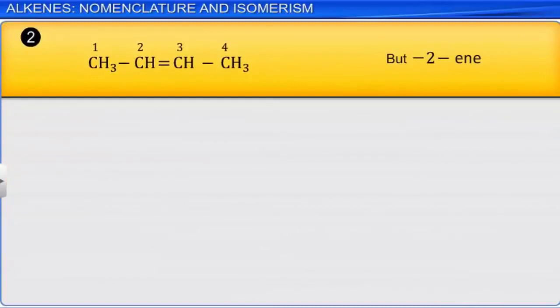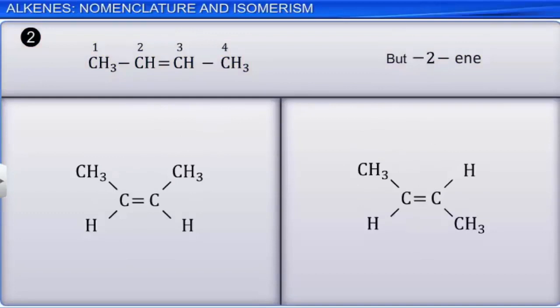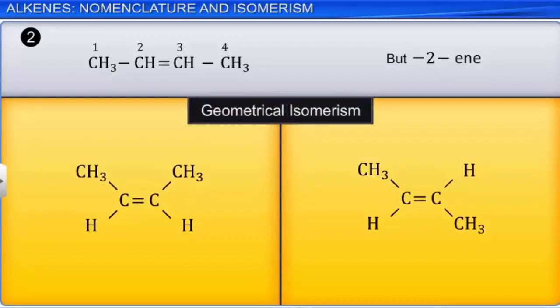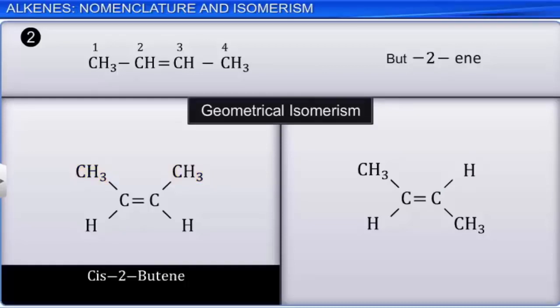A compound like but-2-ene shows two distinct configurations or spatial arrangements, and hence its molecules are said to show geometrical isomerism, a type of stereoisomerism. When the two CH3 groups attached to each carbon atom of the double bond are on the same side, the isomer is called a cis isomer. On the other hand, when the two CH3 groups are on opposite sides, the isomer is called a trans isomer.